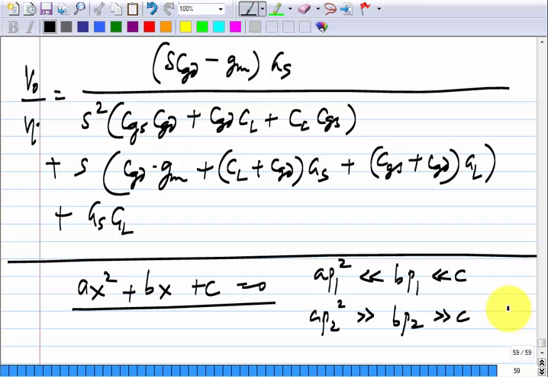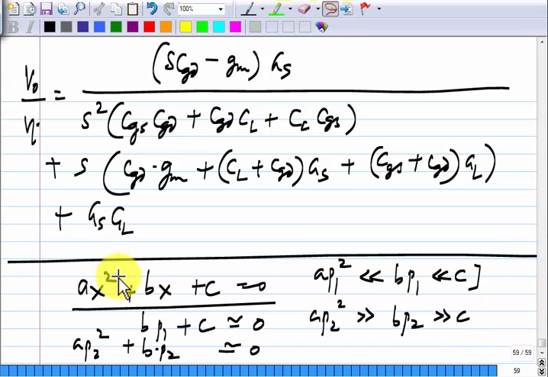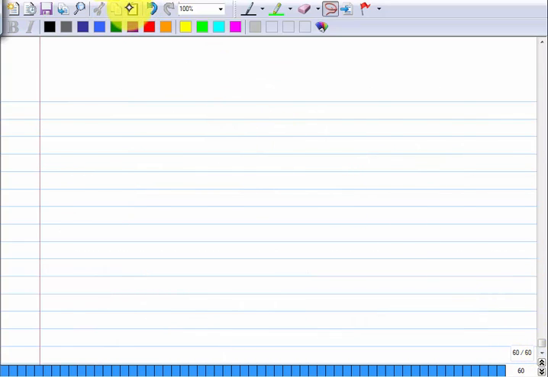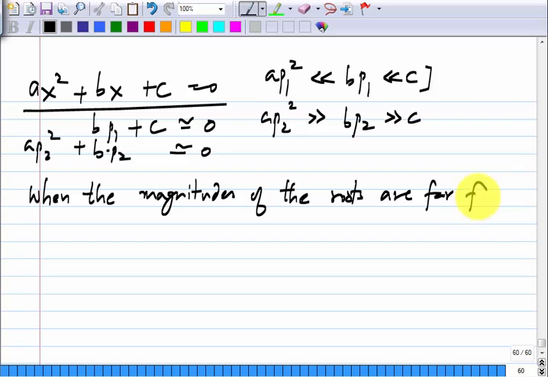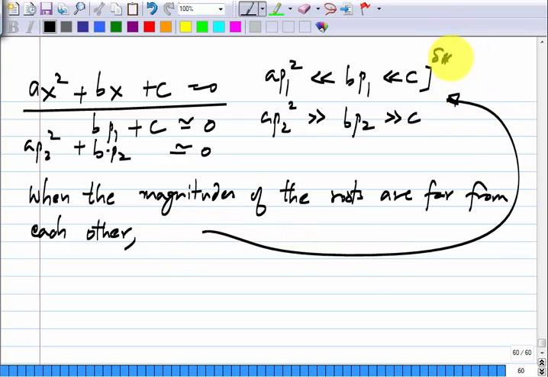So what approximation can you use? Obviously, in this particular case, P1 refers to the smaller of the roots. So we say that B times P1 plus C is approximately 0, since you neglect A times P1 square in comparison to those. Similarly, in the other case, A P2 square plus B times P2 is approximately 0. So what are the values of the roots you get? Small and large, so that P1 is much smaller than P2.